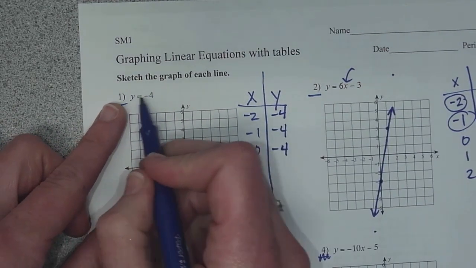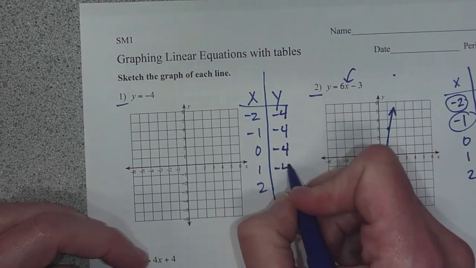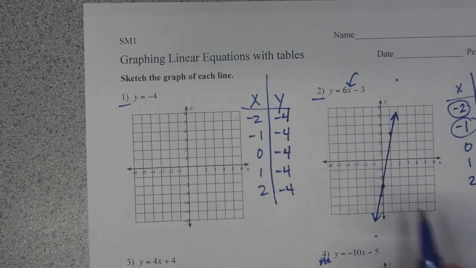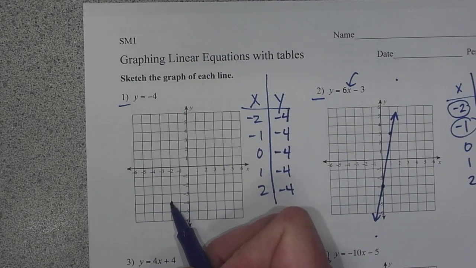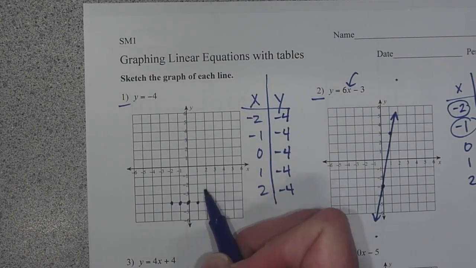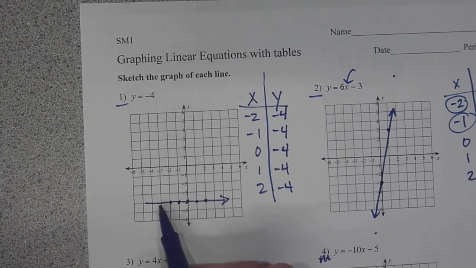So what this is telling us is that no matter what the x is equal to, y is always going to equal -4. So we're going to get a bunch of points that look like this that we can now graph. -2, -4, -1, -4, 0, -4, 1, -4, and 2, -4. They make a nice little line. Let's connect the dots, and then we're done.